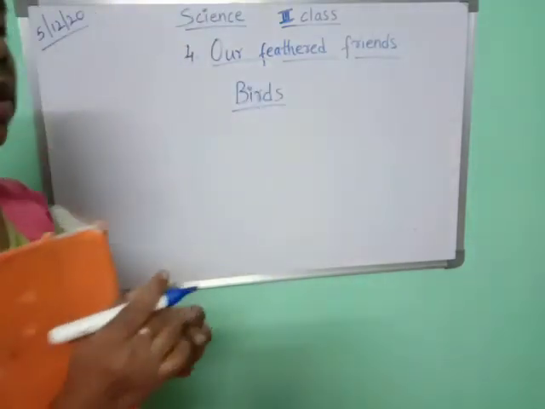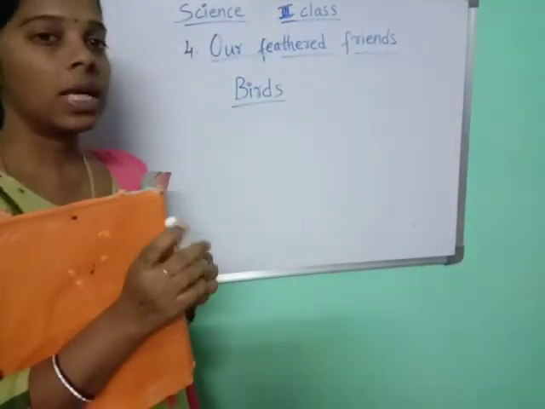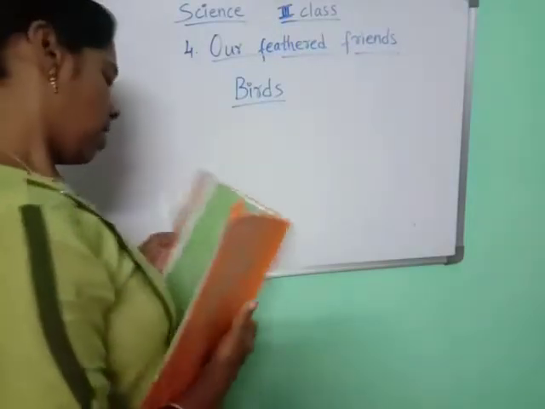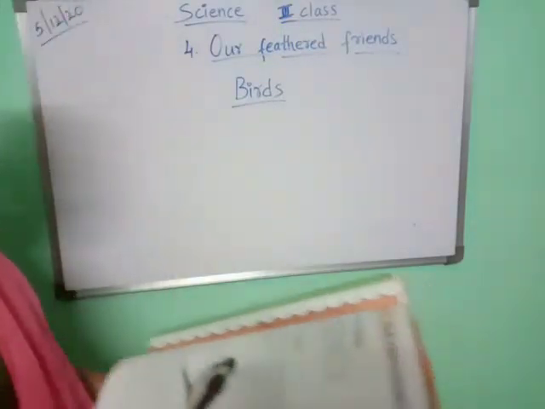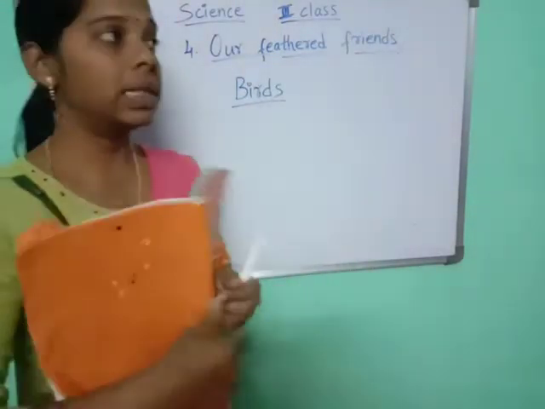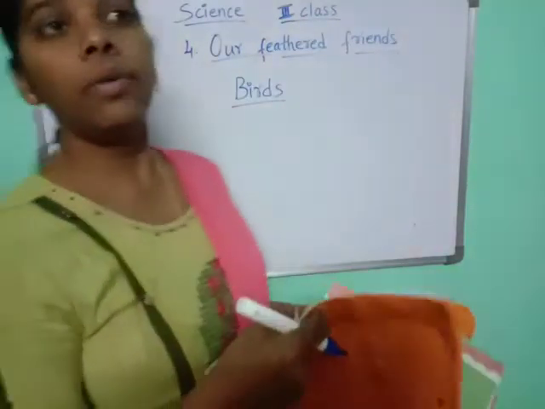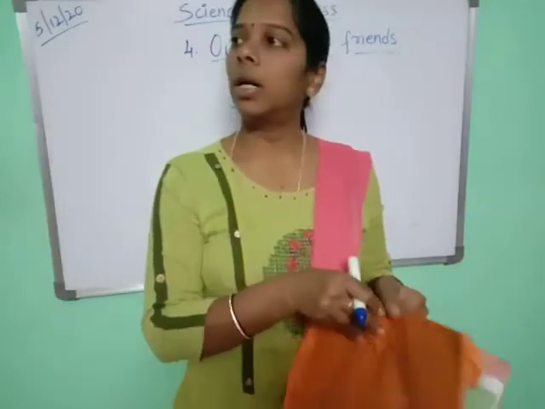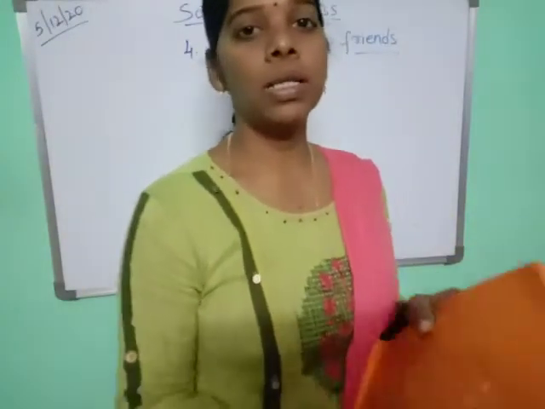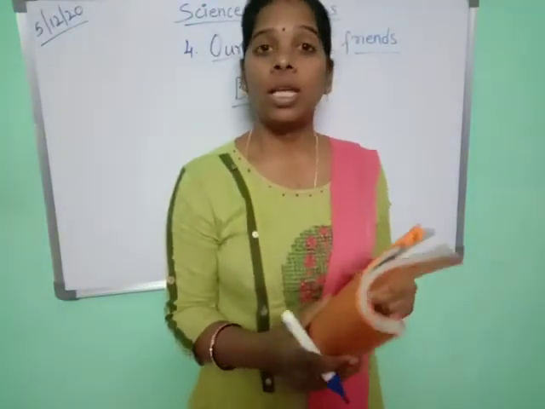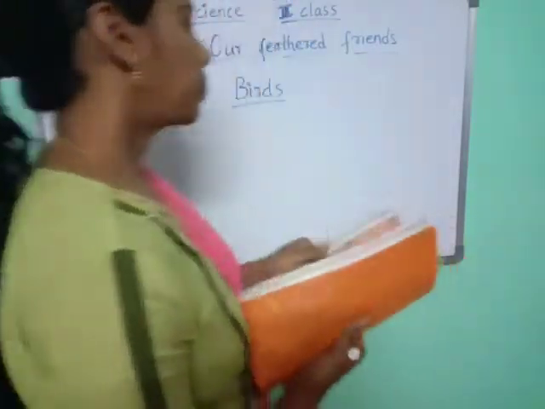Birds ki feathers ఉంటాయి కదా. So those are our feathered friends. So we'll start the lesson in which we'll know about birds. Birds are of different types, right? So daily we'll see many kinds of birds. In our city we don't find much, but in villages we can find many varieties of birds.